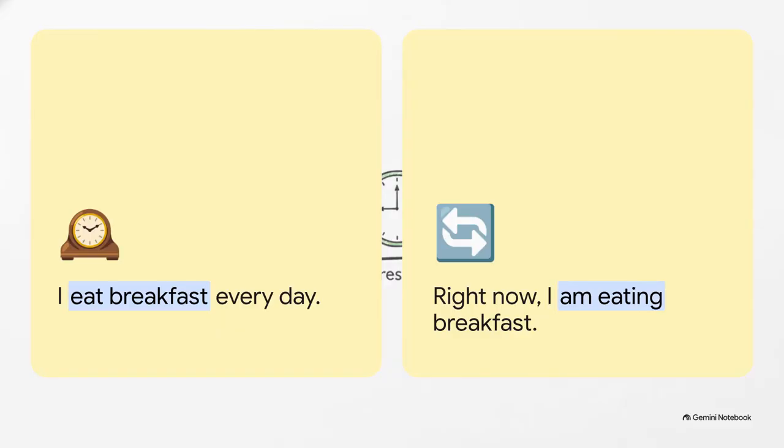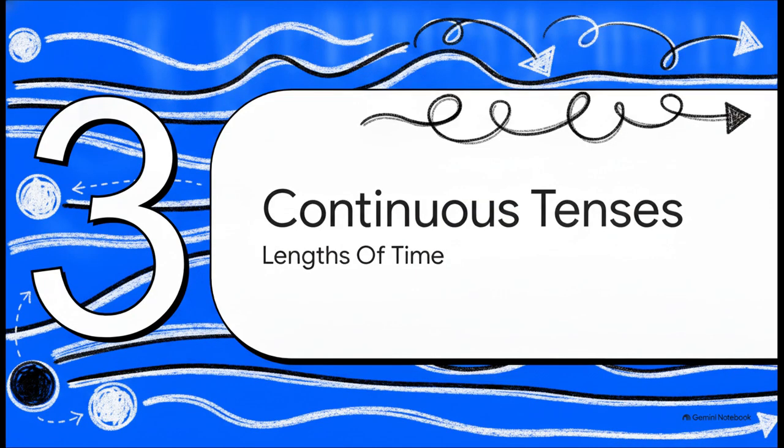But to truly master this, we have to recognize the difference between a static fact and an active process. Look at I eat breakfast every day. That's a simple fact, right? Just a dot. But what if you call me and I literally have a mouthful of toast? I wouldn't use a simple point then. I would say, right now, I am eating breakfast. That requires a completely different shape on our map. Which brings us perfectly into section 3, continuous tenses, which are all about lengths of time.